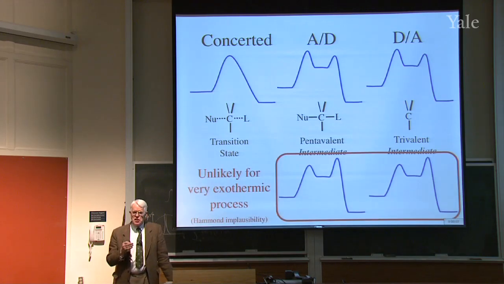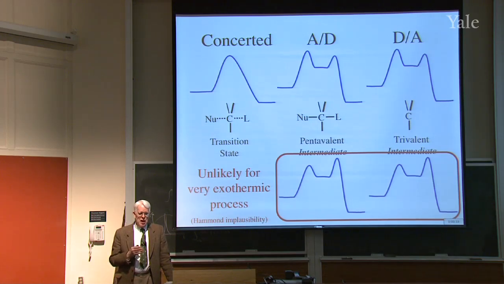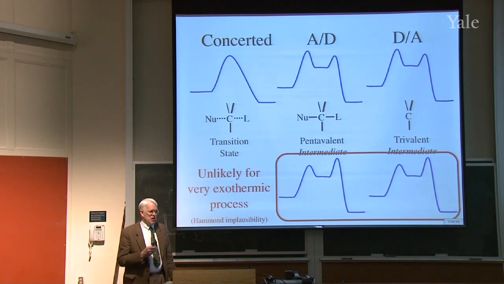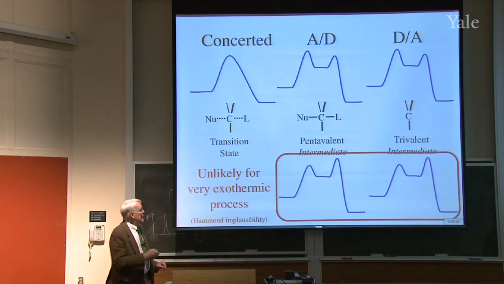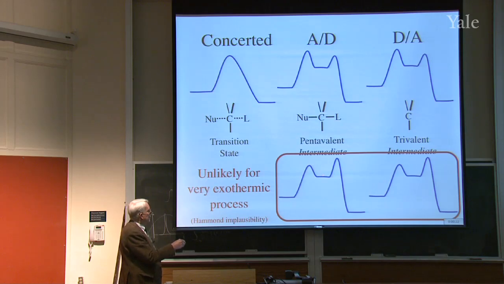These ones where the second step has a higher barrier are not so common if you have an exothermic process, because it's against the Hammond postulate. Not that it couldn't be, because you have the intermediate, and you can go either to the product or back to the starting material, right?